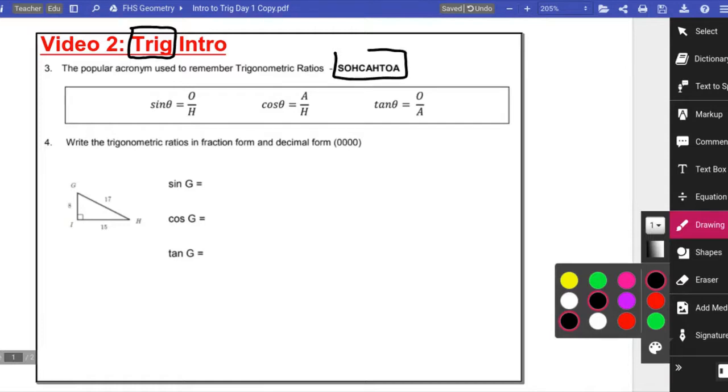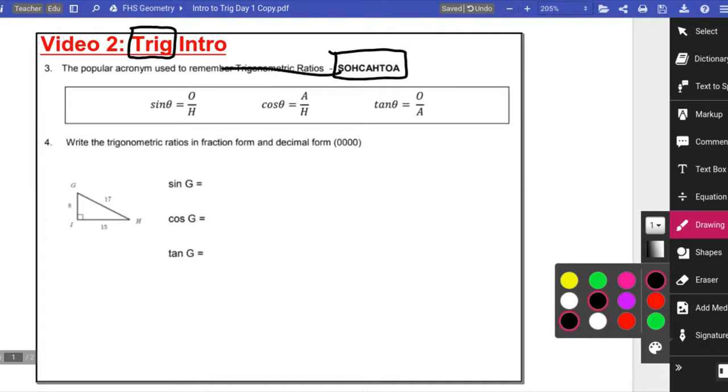SOHCAHTOA. SOHCAHTOA. It's my understanding he was the name of this old person. I don't know, it says something about a Native American. I don't know. But here's what you can do.